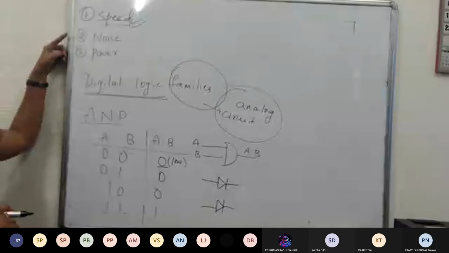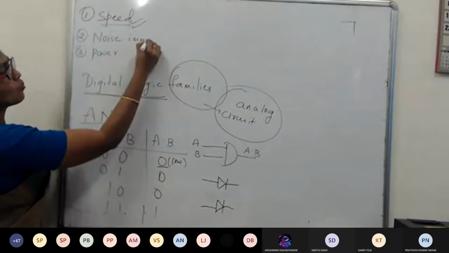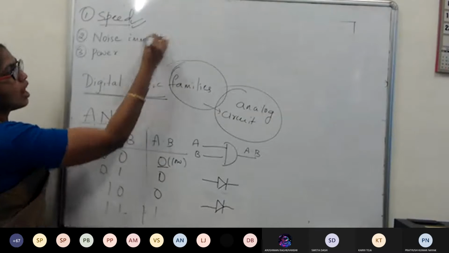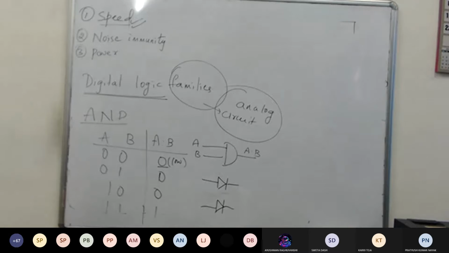Point number 2. Now what is noise? Noise here means noise immunity. I am talking about noise immunity: how much this particular analog circuit is immune to the noise. Now, does anyone know anything about noise? You know about a signal, right? What do you know about noise? Anybody can say, no problem. You unmute yourself and say.